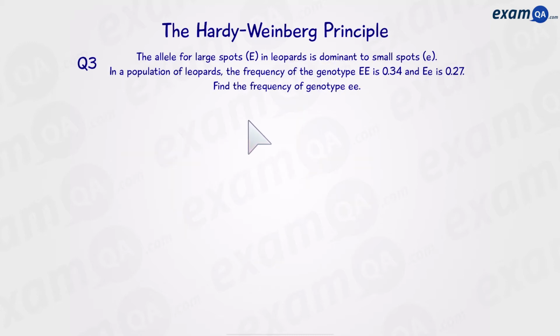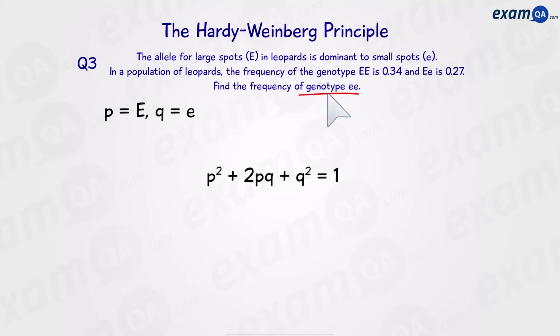Question 3. The allele for large spots, represented by capital E, in leopards is dominant to small spots, represented by small e. In a population of leopards, the frequency of the genotype big E big E is 0.34 and big E small e is 0.27. Find out the frequency of the genotype small e small e. So once again, we're going to write down that p is going to represent big E and q is going to represent small e. This time we're looking for a genotype. So that means we're going to need this equation, p squared plus 2pq plus q squared equals 1.